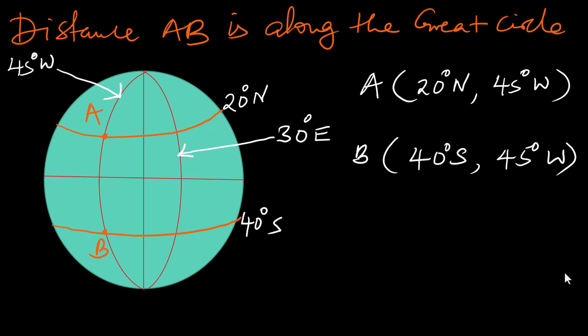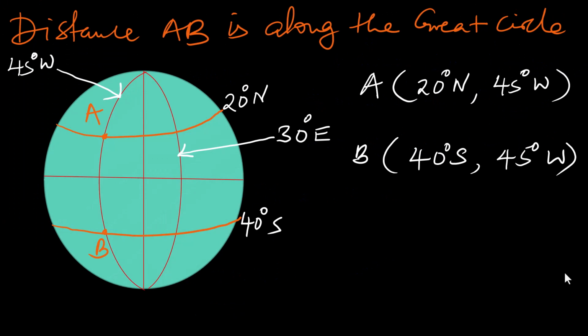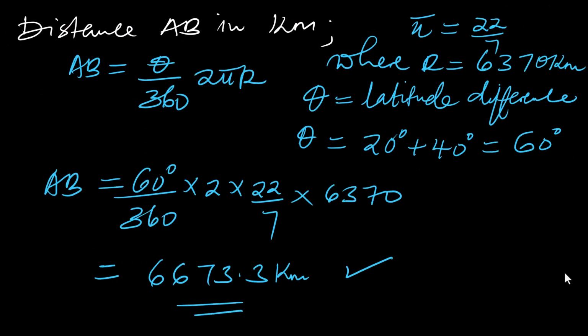Now, how do we get this distance AB in both kilometers and nautical miles? We start with the first one, distance AB in kilometers. We get it by theta over 360 times 2 pi r, where pi, you're going to use 22 over 7. R is the radius of the earth, which is 6370 kilometers. Theta is the latitude difference. You can see that these 2 points lie on different latitudes, so you're going to get the latitude difference. Therefore, theta will be the latitude difference.